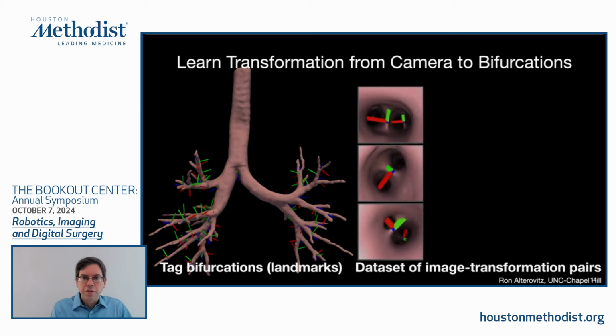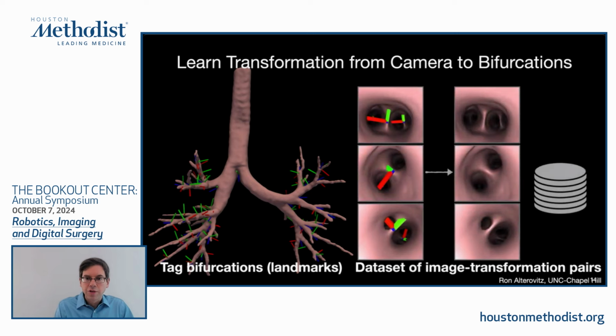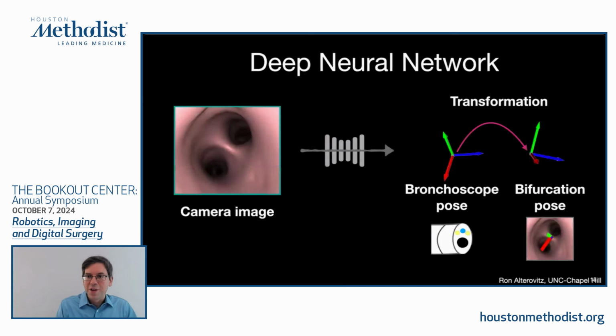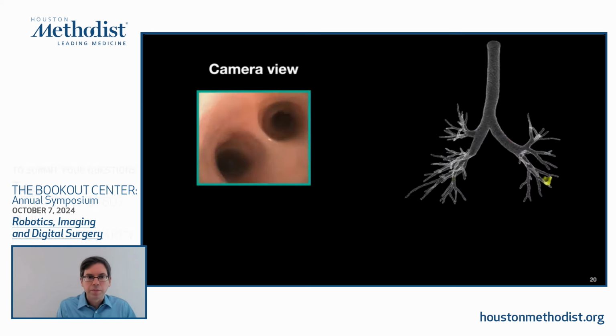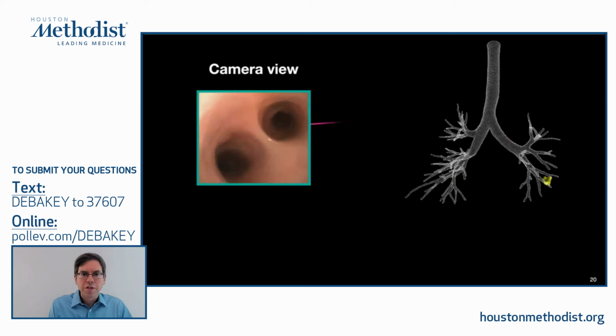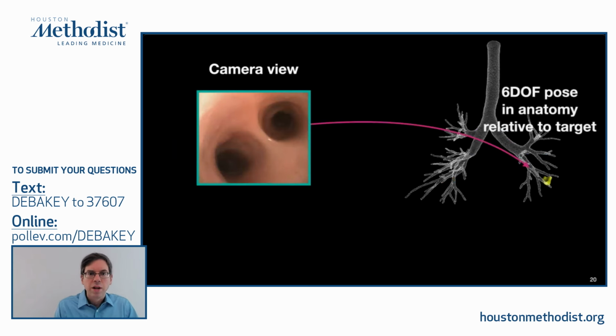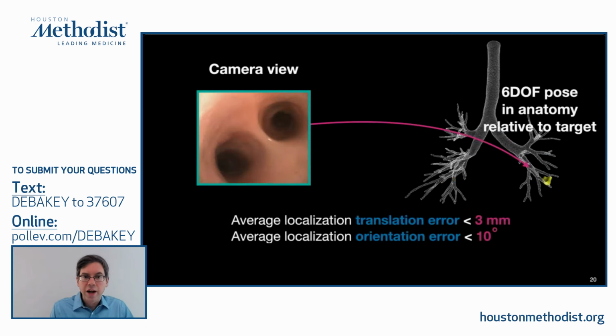And so to learn the transformation from the bronchoscope camera to the bifurcations, we tag bifurcations in some of the preoperative 3D anatomy and generate a data set of image transformation pairs. We then use that data set to train a deep neural network to regress the transformation from the bronchoscope to the nearest bifurcation using the bronchoscope image as the input, and then use this transformation to estimate the bronchoscope pose. In our experiments, our method localized the bronchoscope with accuracy sufficient to access the smallest clinically relevant nodules, and the method now runs in real time.